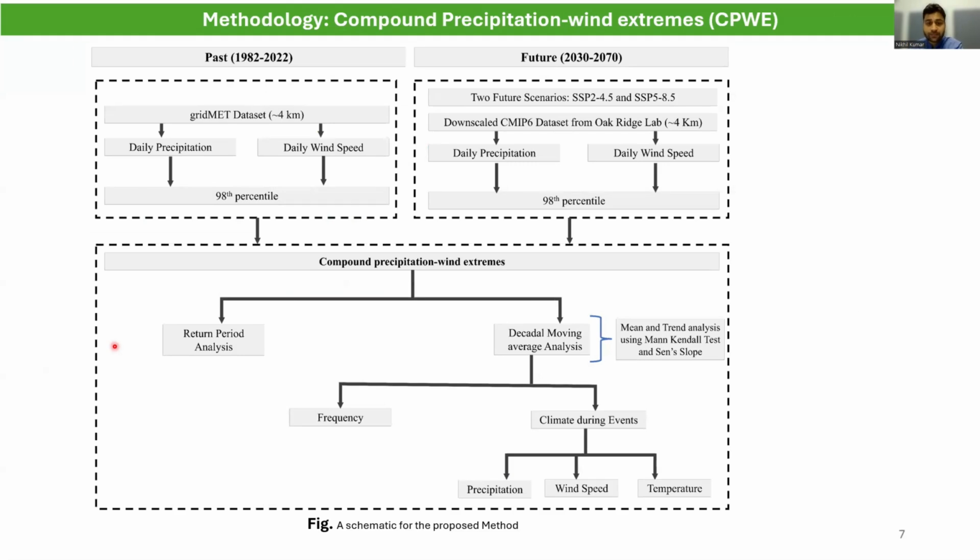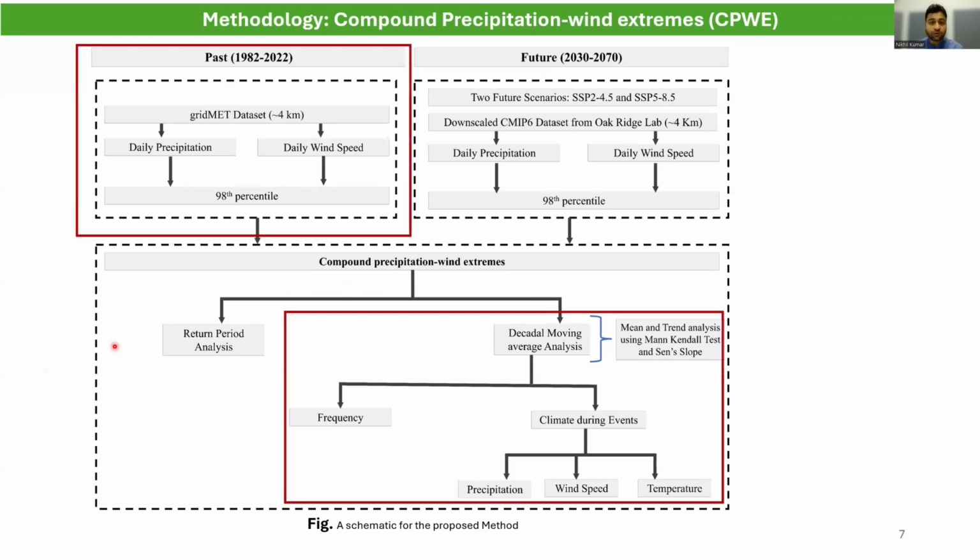average analysis for the past period. We have conducted this analysis using mean and trend analysis using the Mann-Kendall test and Sen's slope, and we have calculated the frequency, and we have calculated the climate during these events, like the precipitation, wind speed, and temperature.